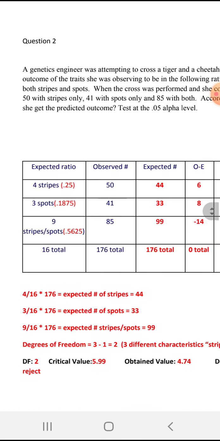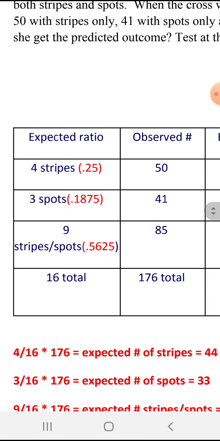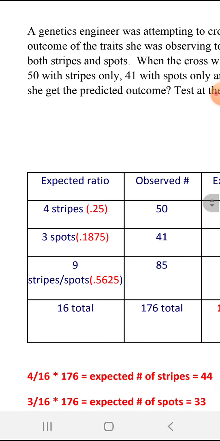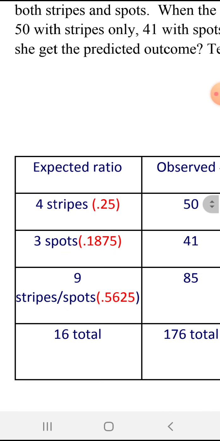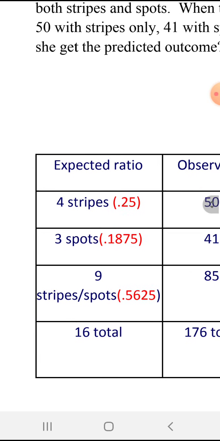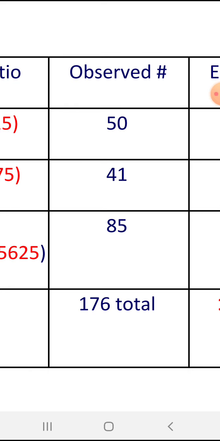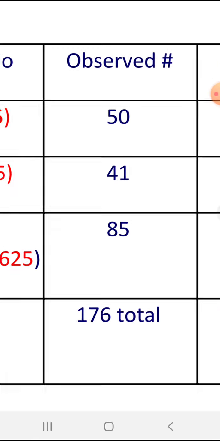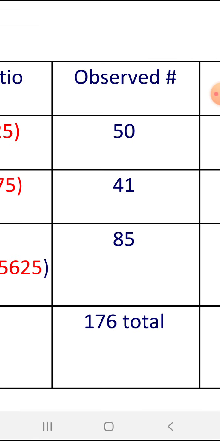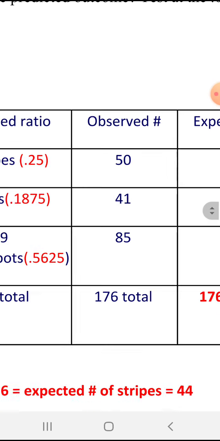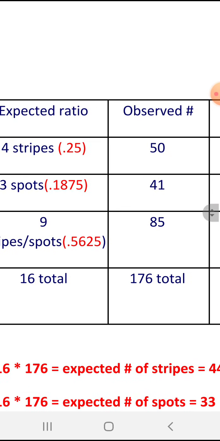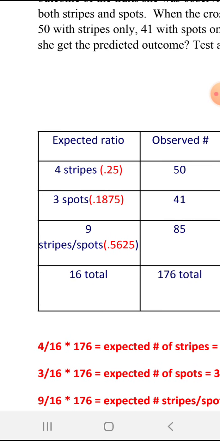All right, so similar to question 1, we're going to put what's given. 4 stripes, 3 spots, 9 stripes and spots. And we will put the observed numbers there, which are given: 50, 41, and 85. We'll take the total of the observed numbers, and we'll get 176. Next, we have to find expected. However, we don't have a population percentage for this. So we have to estimate that.